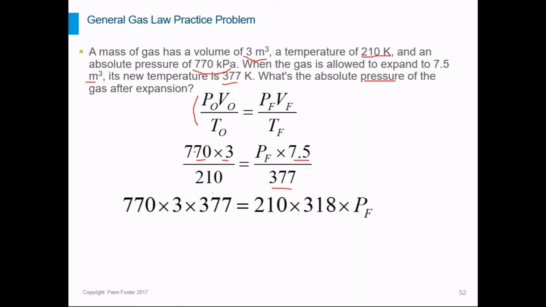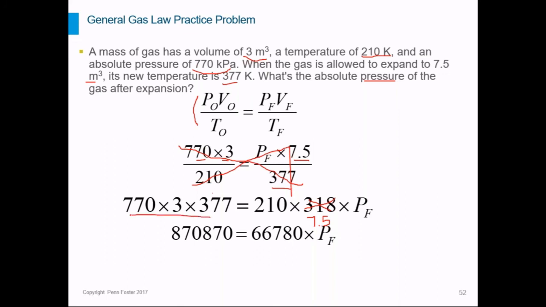So we could still cross multiply them. So we take 377 times everything over there, 770 times 3. So that's what we did here. And then we have 210 times PF times 7.5, and that's what we did over here. Except this should say 7.5. Sorry about that. Okay, and we just simplify. We multiply everything over here to get that, 870, 870, and we multiply over here to get this, and then we divide and get our final answer of 13.